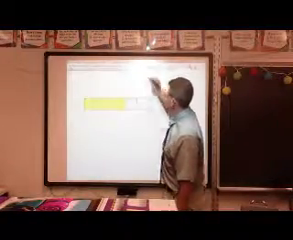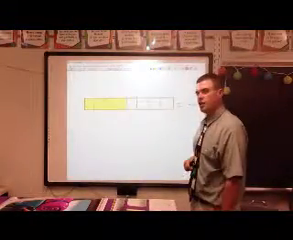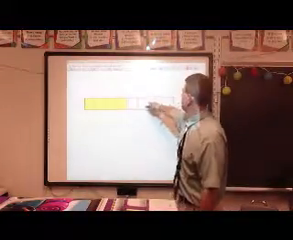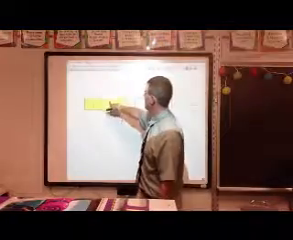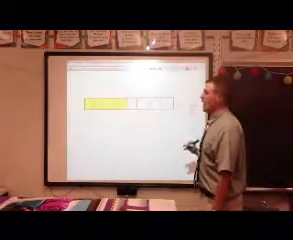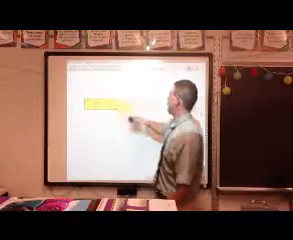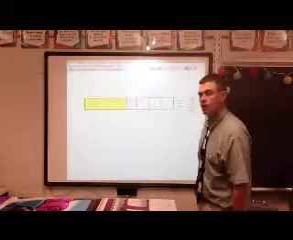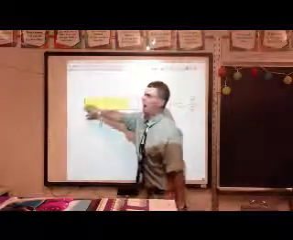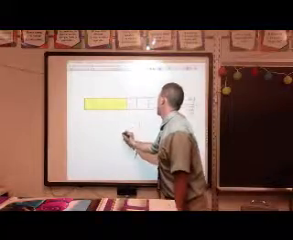Let's do another one. This time I have a rectangular shape. See if you can figure this one out. I have 8 parts. That's my denominator. How many parts do I have shaded? 1, 2, 3, 4. 4 out of 8 parts are shaded. I could also say that this is half of the entire rectangle. So I could also say that this is equal to a half.